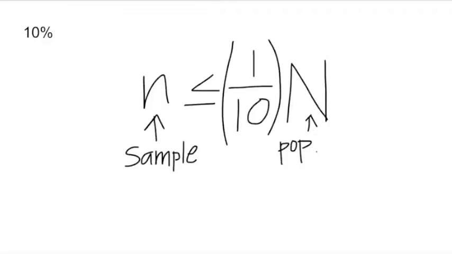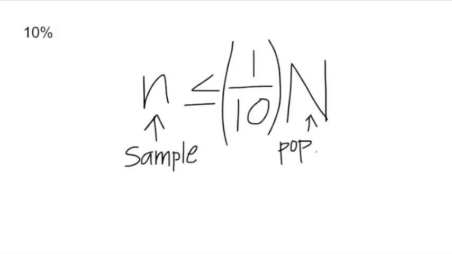So the data should come from a well-designed random sample or an experiment, so that would be random assignment. 10%: when sampling without replacement, sample size n must be less than or equal to 1/10 of the population size, capital N. This condition does not apply to random assignment.